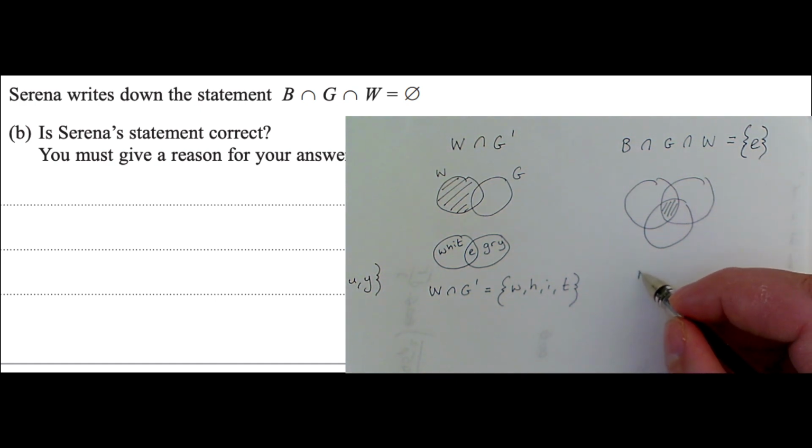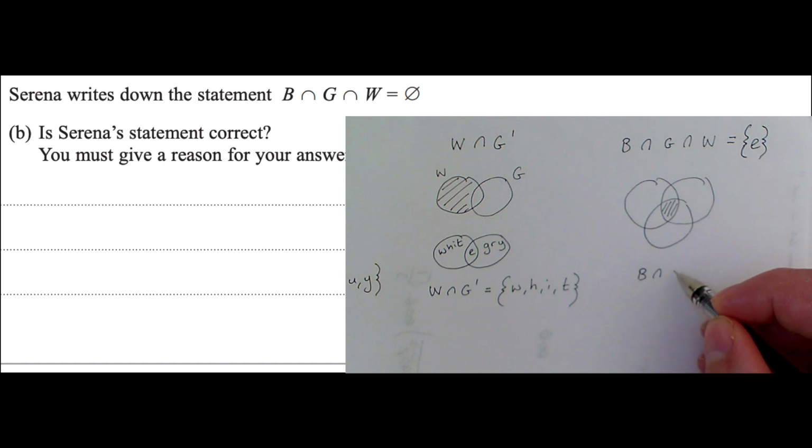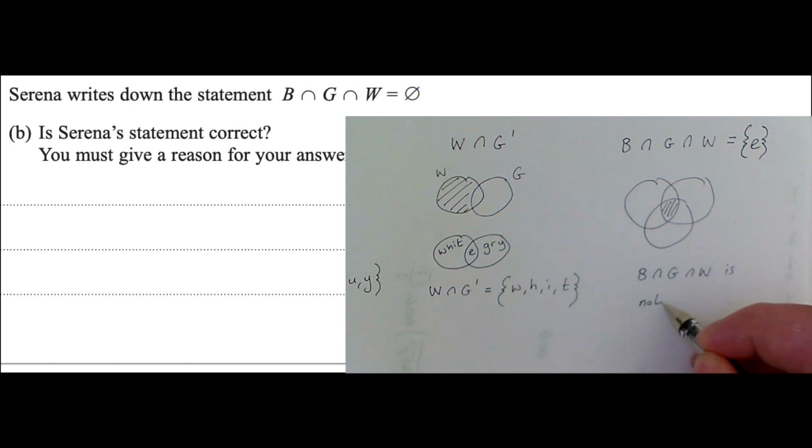So Serena, I'm afraid, has got this one wrong. It's not the null set. There is actually one member, one letter that can belong to all three clubs at the same time, and that is the letter E. So I'm going to write for the examiner that B and G and W is not an empty set. It's not a null set because the letter E belongs to all three groups.